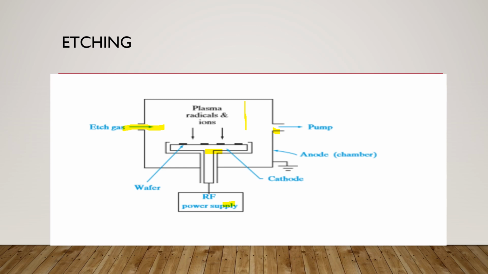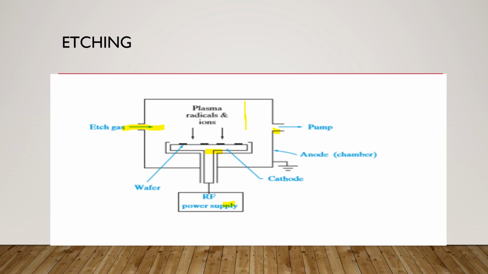Simultaneously, the highly reactive radicals in the system give rise to a chemical etch component that is very selective but not anisotropic. The result is that RIE etching achieves a good compromise between anisotropy and selectivity and has become the mainstay of modern IC etch technology.